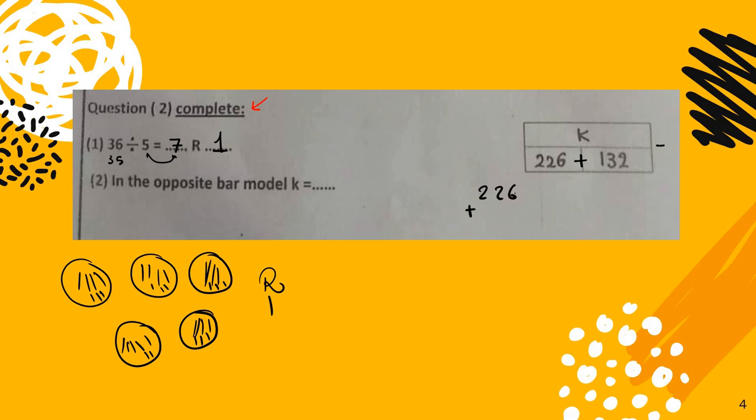226 plus, وخلي بالي to line up my numbers starting from my right hand which is 1. I will put 2 under 6, 3 under 2 and 1. Let's add 6 plus 2 equals 8. 2 plus 3 equals 5. 2 plus 1 equals 3. So the answer is 358.